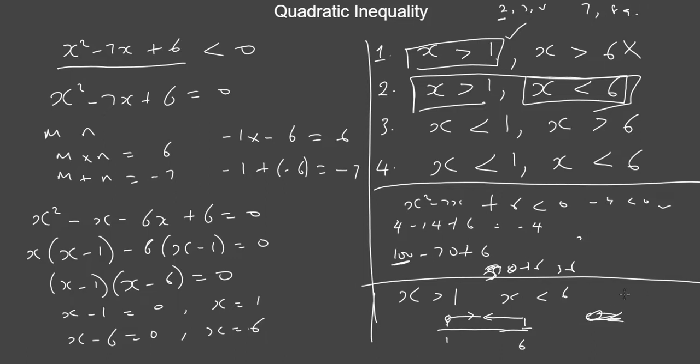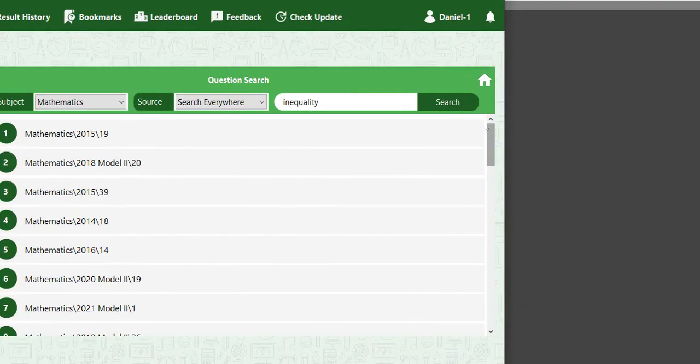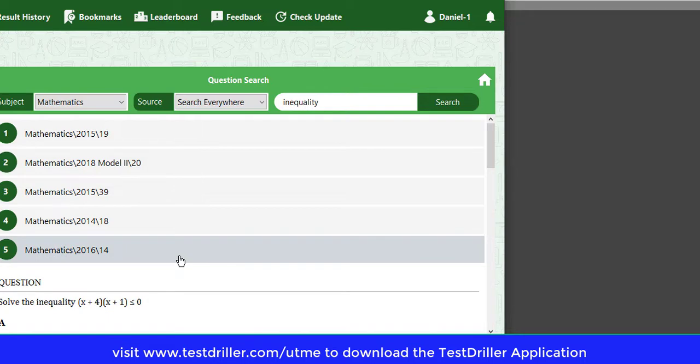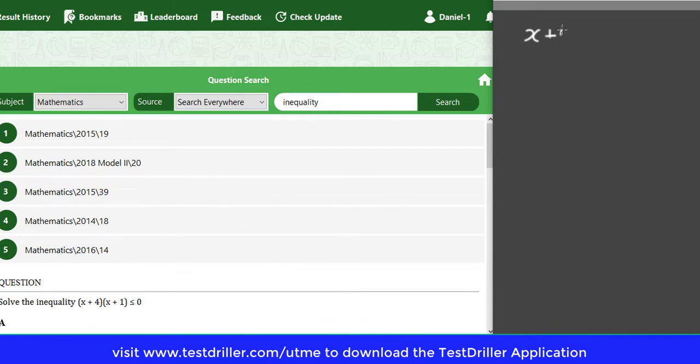So let's take a look at some examples from past questions. We're going to take some questions from UTME past questions, and this time around we are going to look at question number 14 from the year 2016. The question says we should solve the inequality x plus 4, brackets open and close, then x plus 1, brackets open and close, less than or equal to 0. In this case, we are expected to look for the value of x. So let's take a look at how to go about solving this.